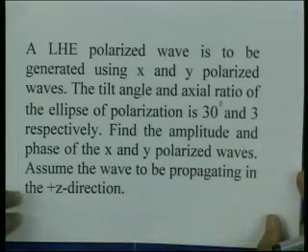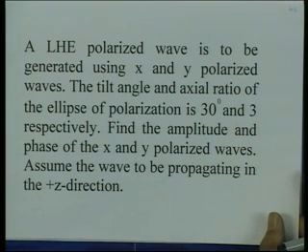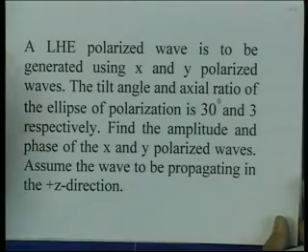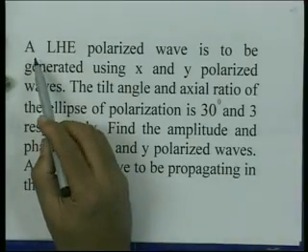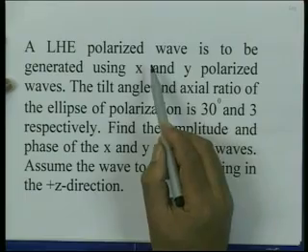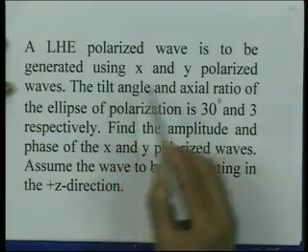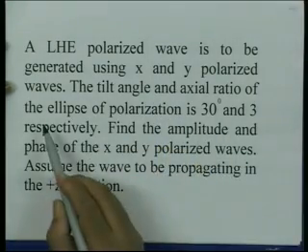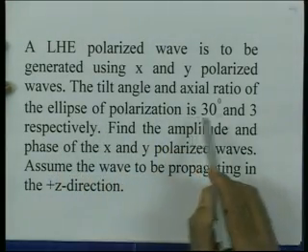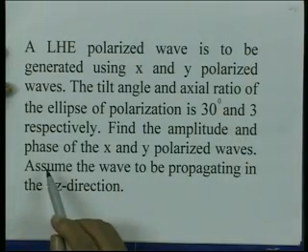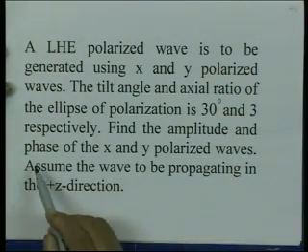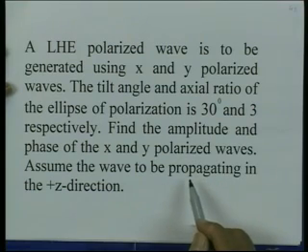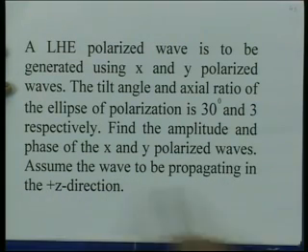Let us take another problem which is related to the polarization of the electromagnetic wave. Let us say that we have to generate a left-handed elliptically polarized wave. The problem is as follows: a left-handed elliptically polarized wave is to be generated using x and y polarized waves. The tilt angle and the axial ratio of the ellipse of polarization are 30 degrees and 3 respectively. Find the amplitude and phase of the x and y polarized waves. Assume the wave to be propagating in the positive z direction.